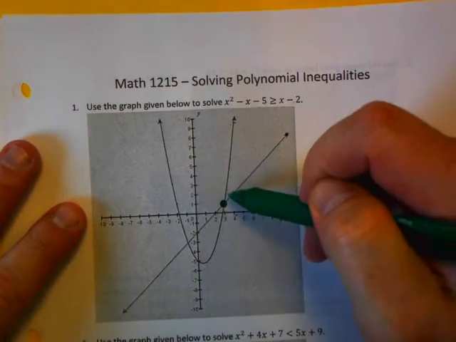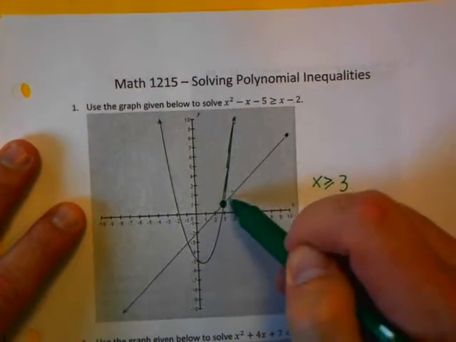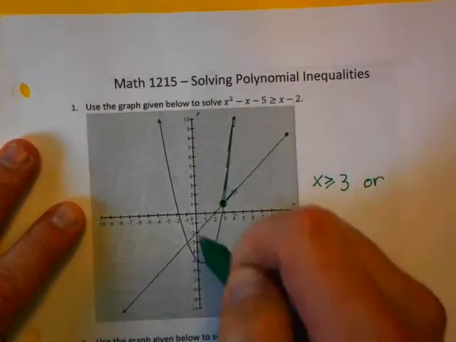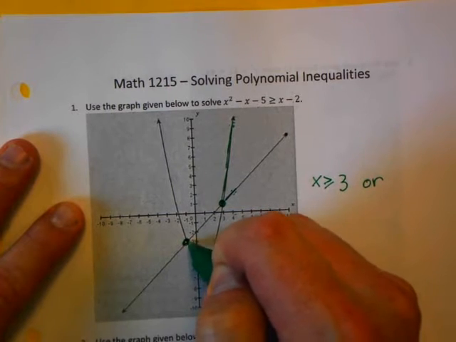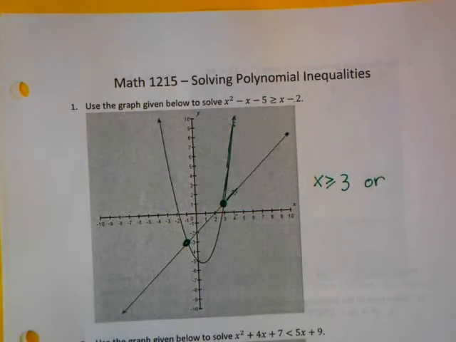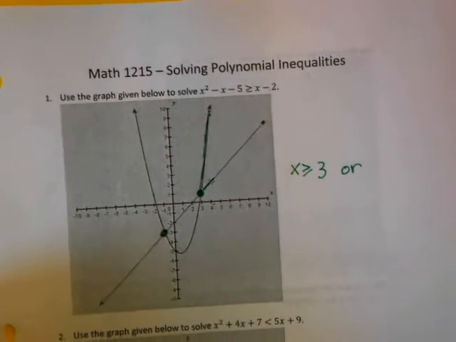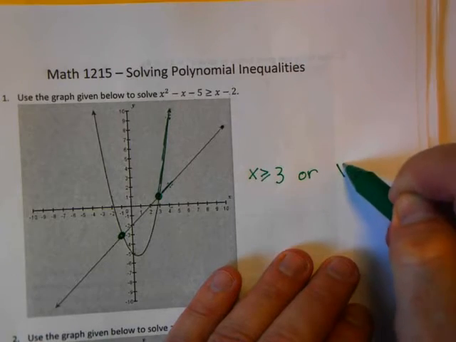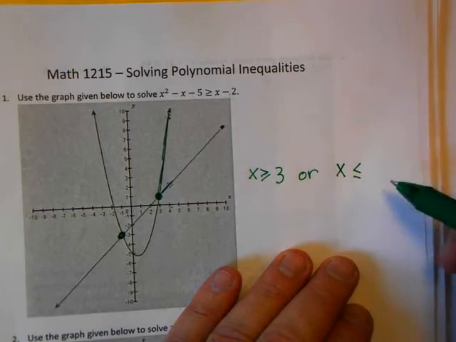If x is any number greater than or equal to 3, then the parabola, this part, is higher than the line. It's up higher. But then there's more, because they also meet right there. So that's another spot where they're equal. When is the parabola higher? When we're to the left of that spot. So how would I write to the left of that spot? X is less than or equal to negative 3.